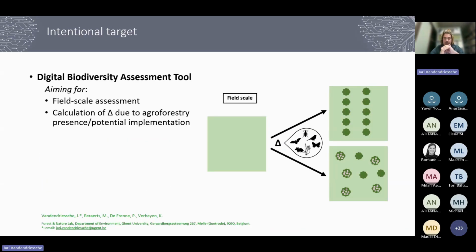Now, what target did we aim for? So we really aimed for a field scale assessment so that you actually could start from a baseline field with no agroforestry implementation, and then simulate what would happen if you implemented an agroforestry setup on that field. So actually we wanted to really calculate the delta, so the difference in biodiversity levels you could achieve by the implementation of agroforestry, both for silvo-arable as for silvo-pastoral or other systems.